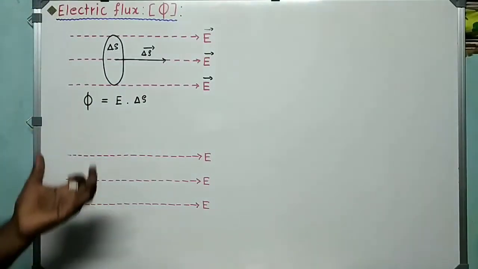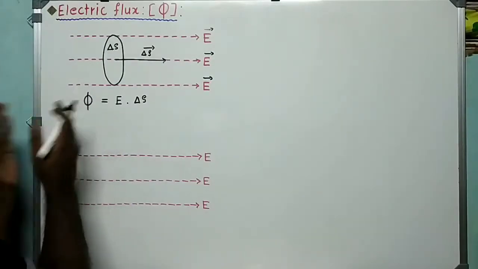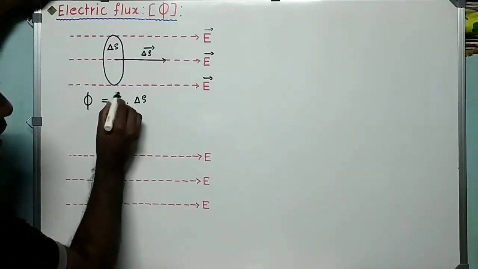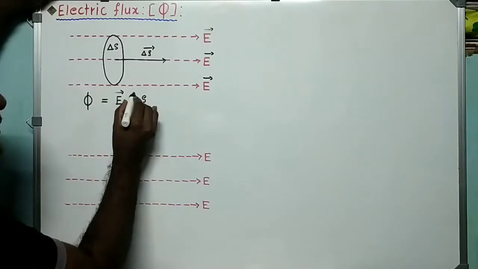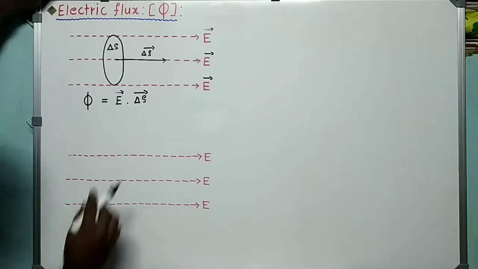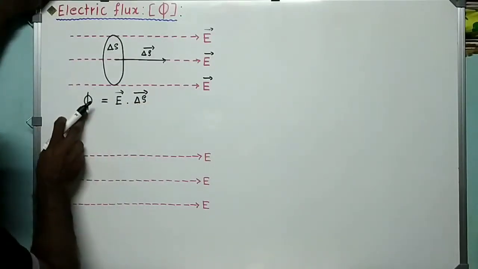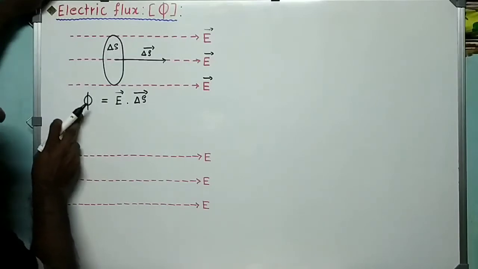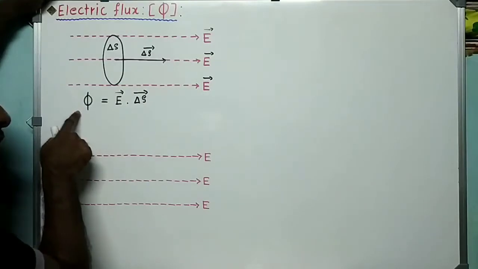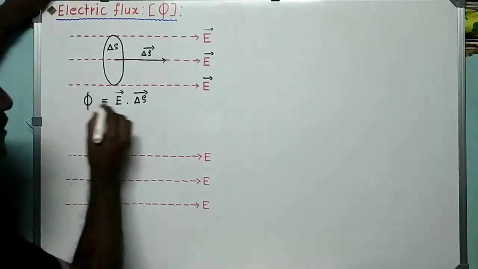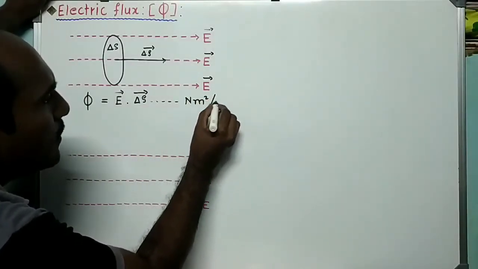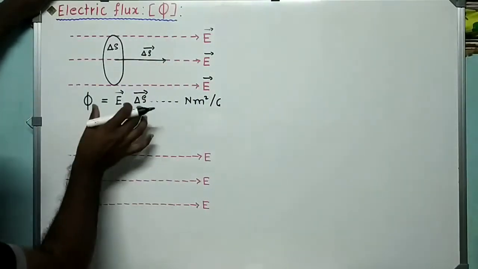Getting the idea? This is the way how we should find the electric flux. And also you must remember, here electric field is a vector quantity and area is also a vector quantity. If you multiply these two, you will get the flux, which is a scalar quantity. That's why the dot product of electric field and area vector gives electric flux. What is the SI unit of flux? The SI unit of flux is Newton meter square per coulomb. This is the vector form.